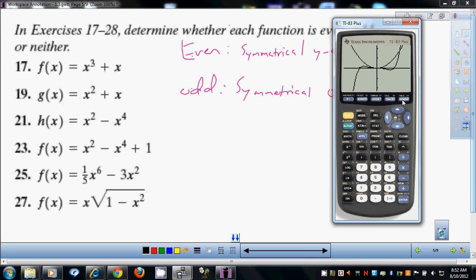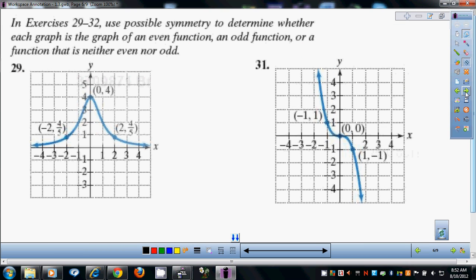Other questions? All right. So just by looking, 29, even, odd, or neither. Blake. Very good. And 31, even, odd, or neither. Olivia. Very good.